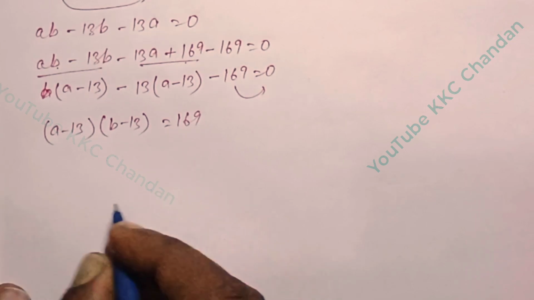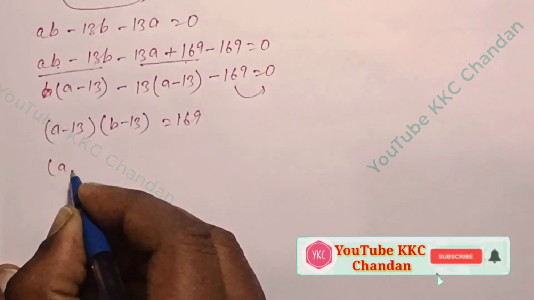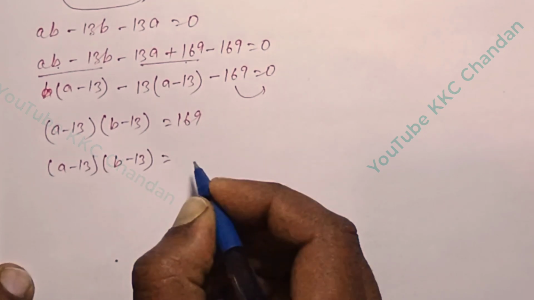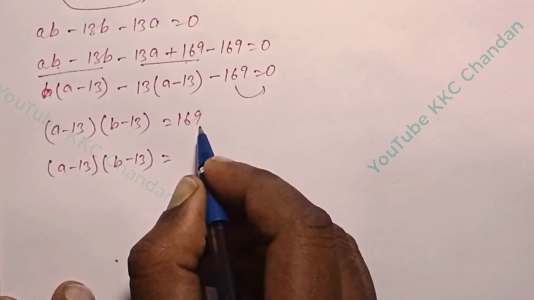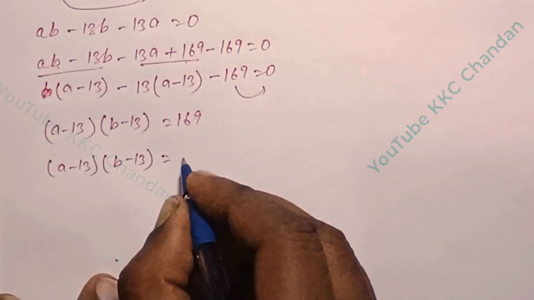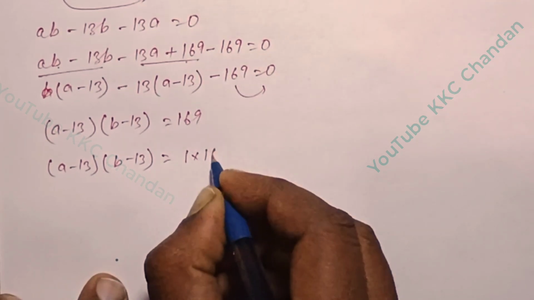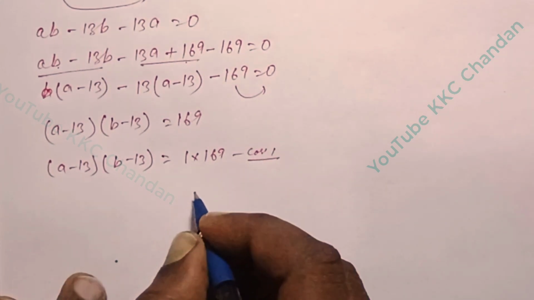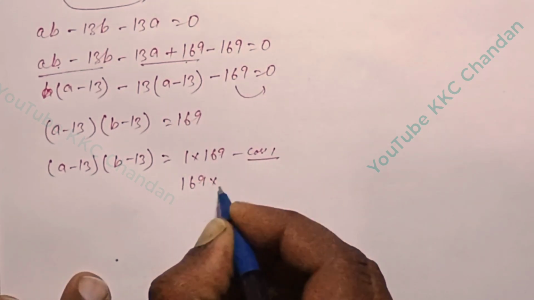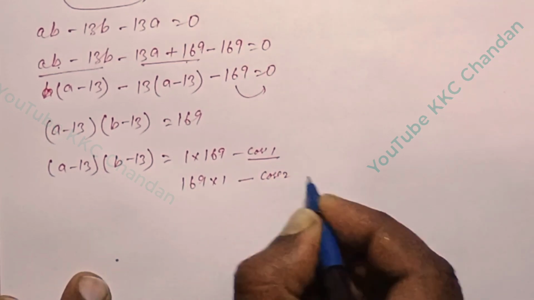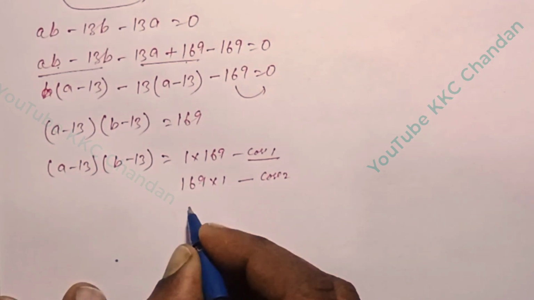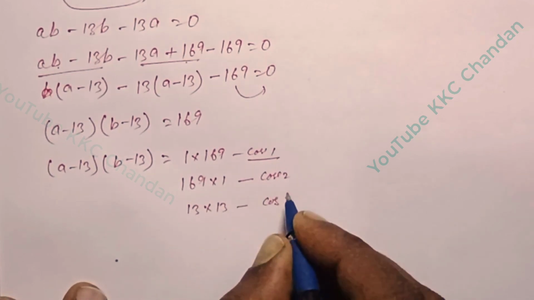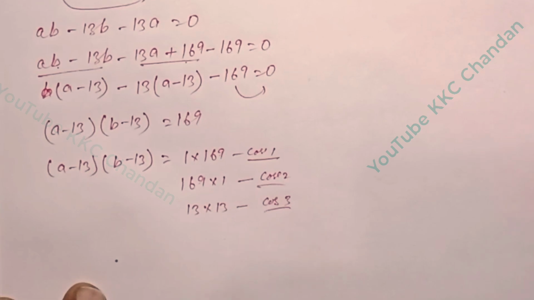After the next step, bracket open a minus 13 into b minus 13 bracket close is equal to 169. How many factors does 169 have? First factor, 1 into 169, this is case number 1. Second, 169 into 1, this is case number 2. After the next step, 13 into 13, this is case number 3, total 3 cases.